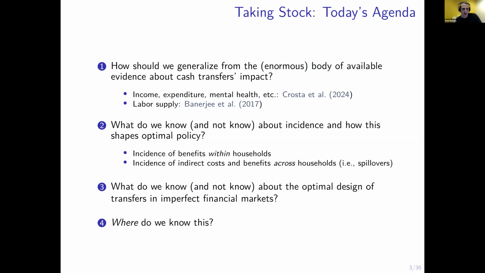So I'll cover that. Our next topic is then going to be what we know and don't know about how to design transfers well, taking into account the fact that the people we're giving money to live in very imperfect financial markets. Tavneet is going to speak through this one. Short story, if we lived in a world of perfect markets, then transfers would just be about redistribution, and it would be a fairly simple problem to solve.